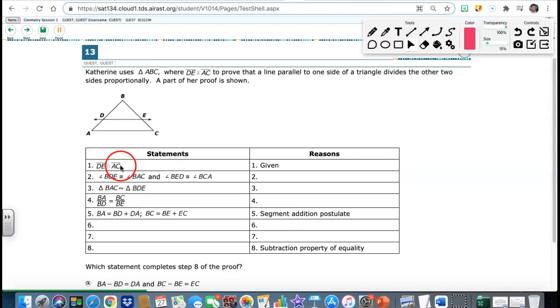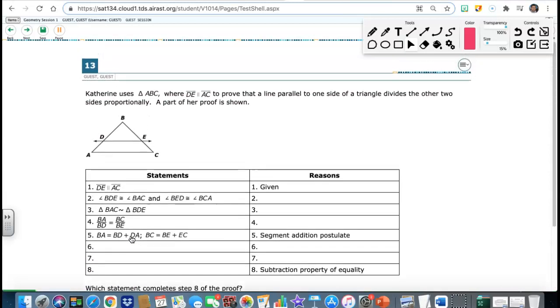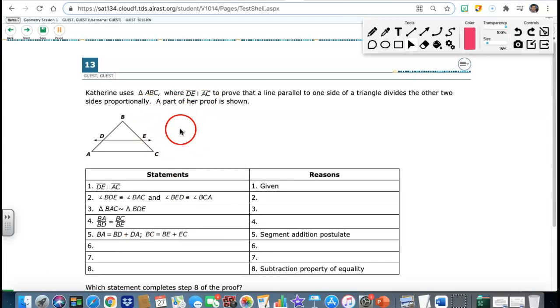Remember, the first statement is always the given. The last statement is what they want us to prove. So here we can narrow down our answers really quick. Let's go back to the question, because they're not saying prove this. Those two lines are parallel, where DE is parallel to AC, to prove that a line parallel to one side of a triangle divides the other two sides proportionally. Got it. So this is what she wants.